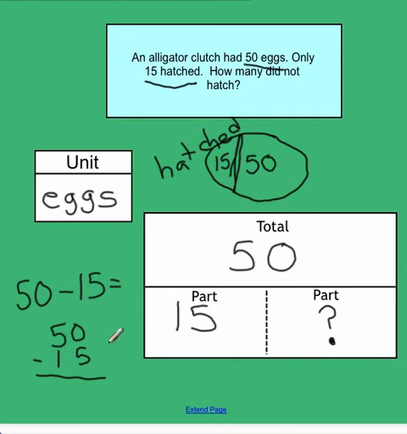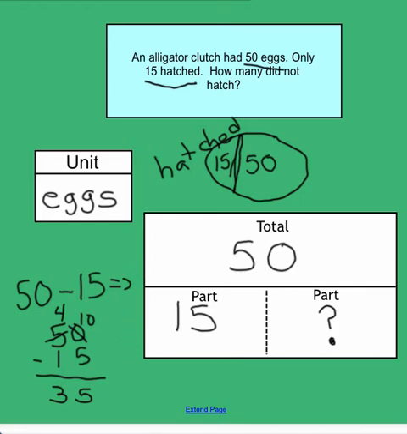Or I could subtract and make some trades. I could do 0 minus 5. Oh, wait a minute, that's not possible. If I have nothing, I can't take away 5. So I would have to make a trade. I'm going to go to the tens place and take 1 away. Now instead of 5 tens, I have 4 tens. That 1 ten I took away, I'm going to give to the 0, and it now becomes 10. Now my number is nice and big. 10 take away 5 is 5. 4 take away 1 is 3. I could also have counted up from 15 up to 50 to find my answer.